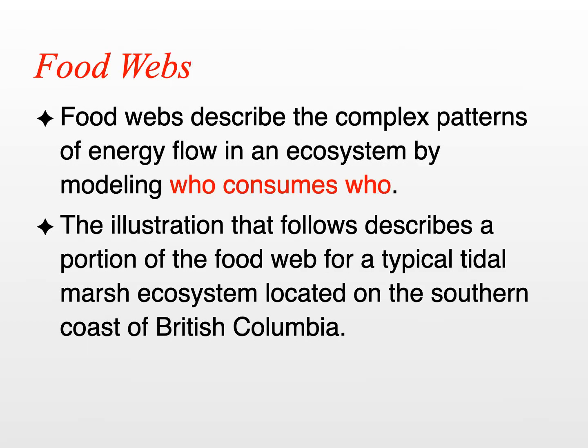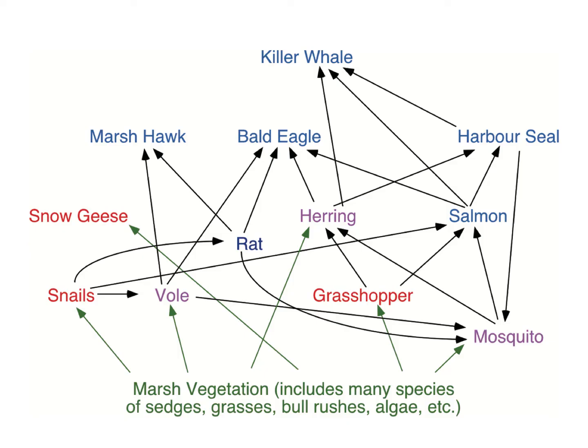Another important model of feeding structure within an ecosystem is the food web. A food web describes the complex patterns of energy flow in an ecosystem by modeling who consumes who. The illustration that follows describes a portion of a food web for a typical tidal marsh ecosystem located on the southern coast of British Columbia. We can see that some organisms are fed on more than other organisms. And of course, removing these organisms can create problems in the ecosystem, as the organisms that feed on them do not have an alternative source of food.